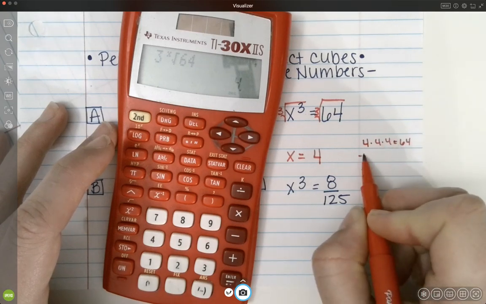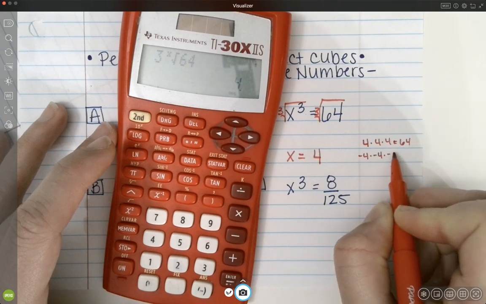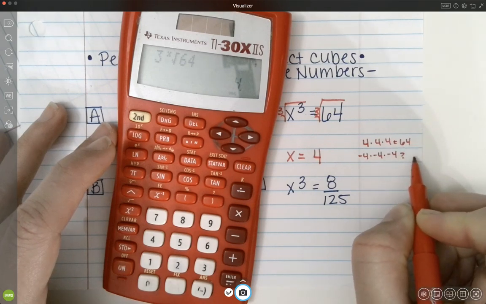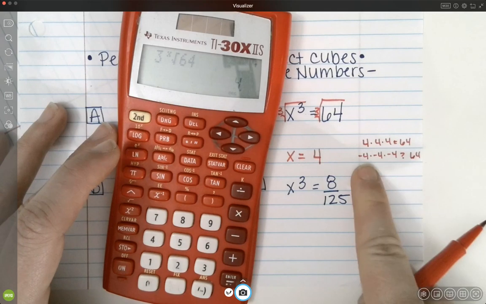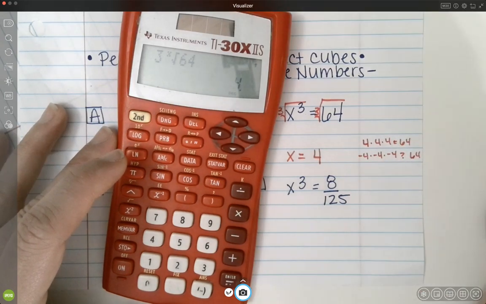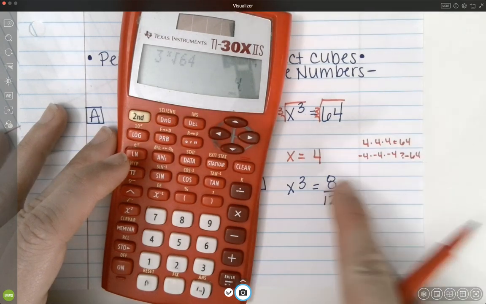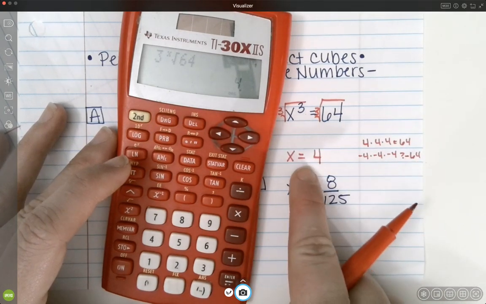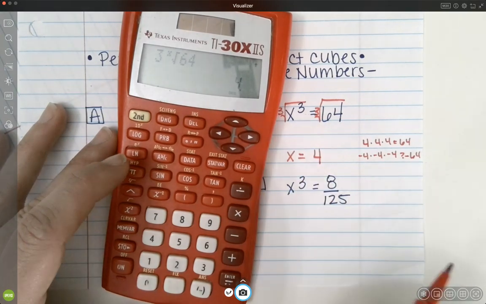The question is, does negative 4 times negative 4 times negative 4 also equal 64? Well, negative times negative makes a positive. Positive times a negative, in fact, makes a negative 64. So in the cubed state, we only have the positive version of this.